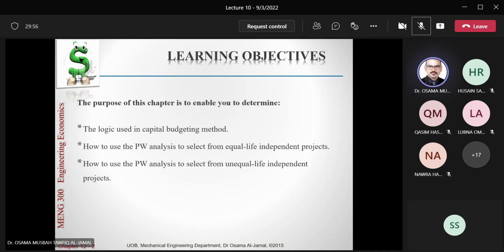So the purpose of this chapter is to enable you to determine the logic used in the capital budgeting method, and how to use the present worth analysis to select from equal life independent projects and unequal life independent projects.